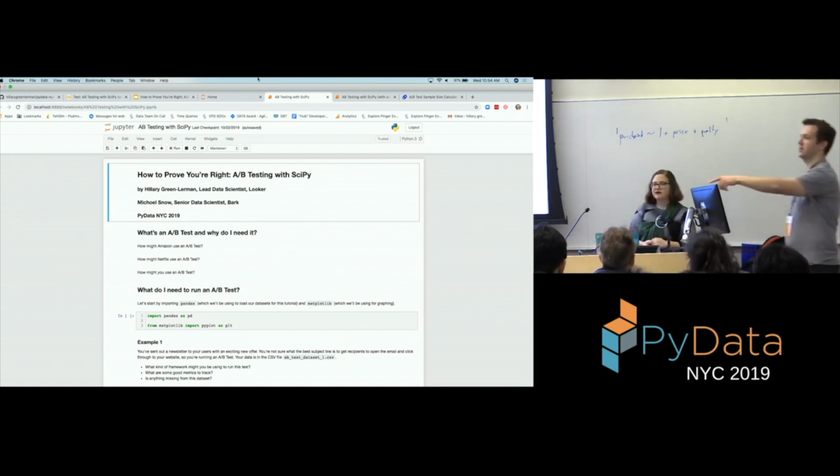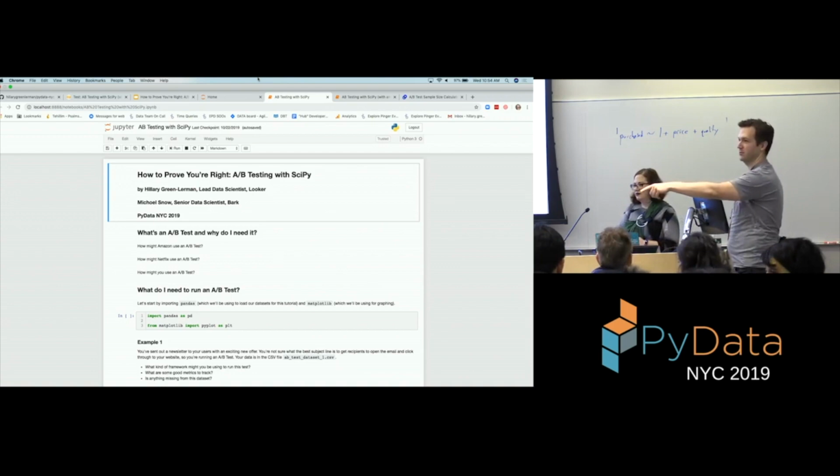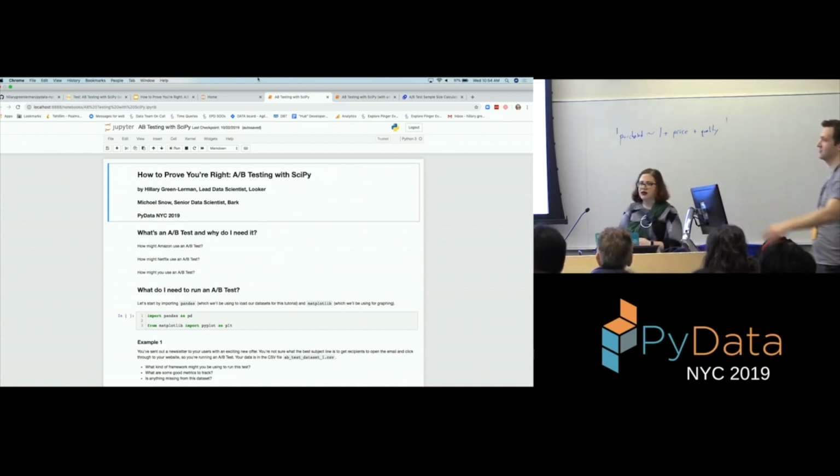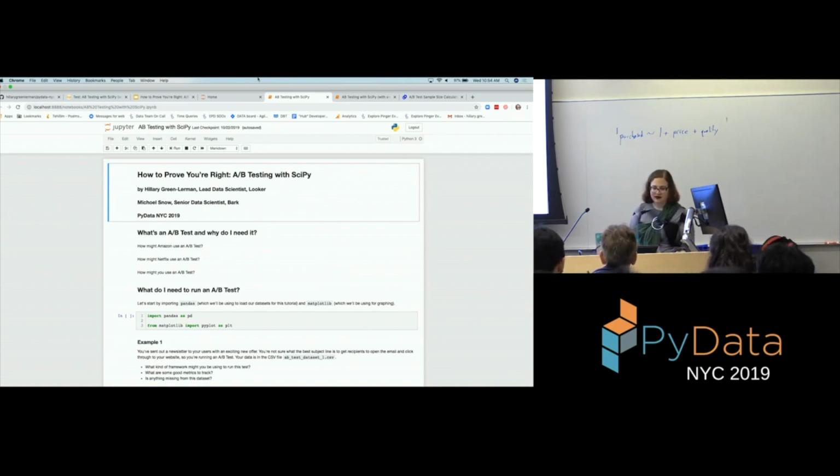Also, there's one free seat up here in the front row. If anyone wants to move back or wants to come and sit in the chair, or stand along the wall, that's fine too. I'll take it.